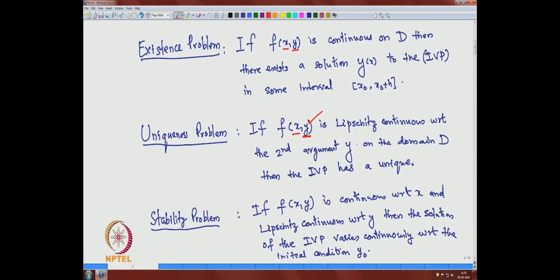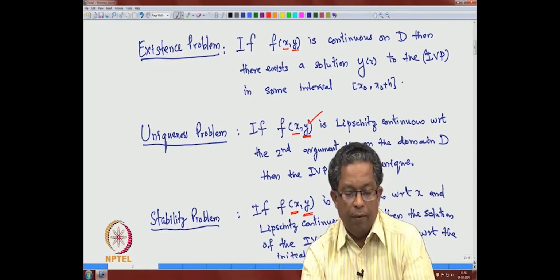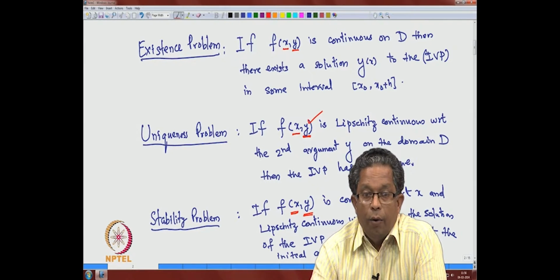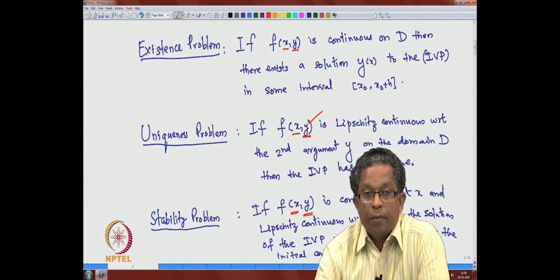Okay. And the stability, the continuous dependence of the solution on the initial condition y 0 is also guaranteed if f is Lipschitz continuous with respect to y and continuous with respect to x. And we will show it, and for Lipschitz continuity we have already seen the definition and examples of a Lipschitz continuous function in the preliminaries.